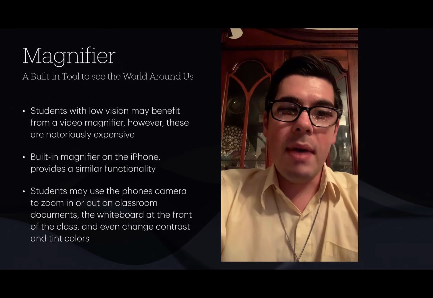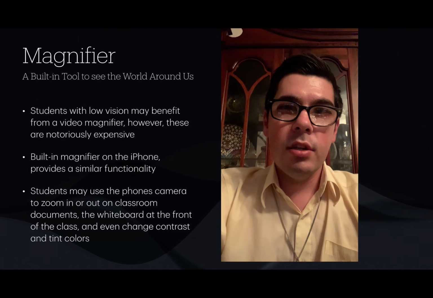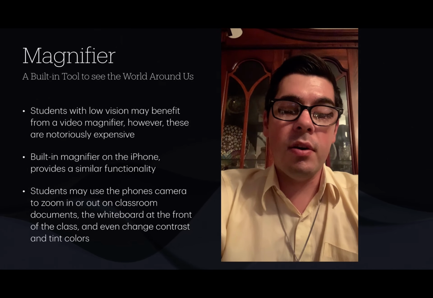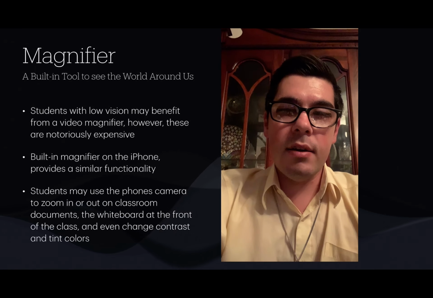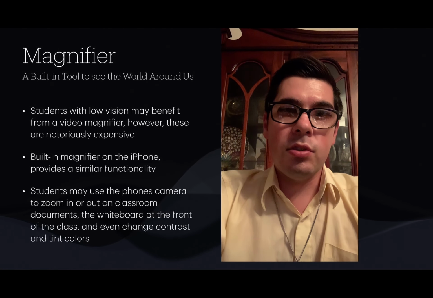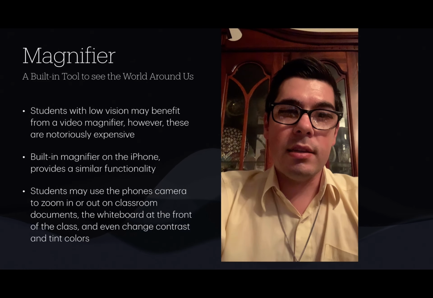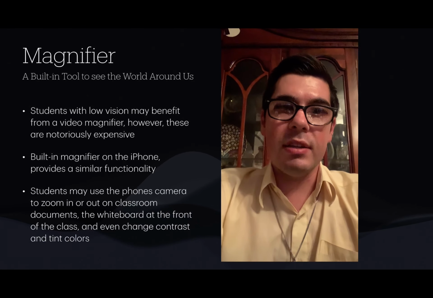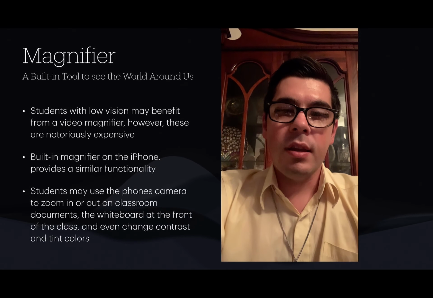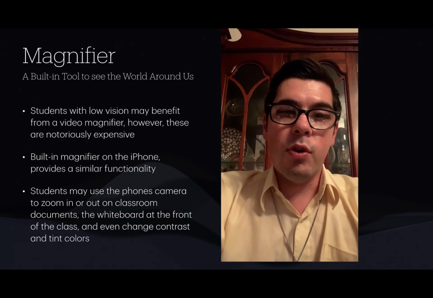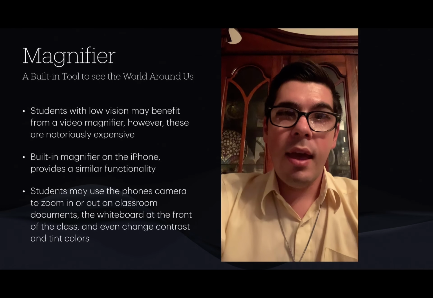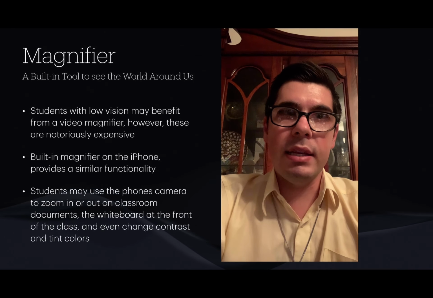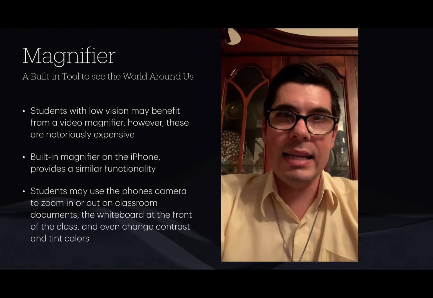And unlike Zoom, Magnifier actually allows a student to use their phone as if it were a video magnifier. And if you're unfamiliar, a video magnifier is a magnifier that's electronic and allows students to zoom in or out on things that are exterior of the phone by using the phone's camera. So, for example, the student could use it to see course material or the book in front of them, or for distance viewing to look at the board in front of the classroom.